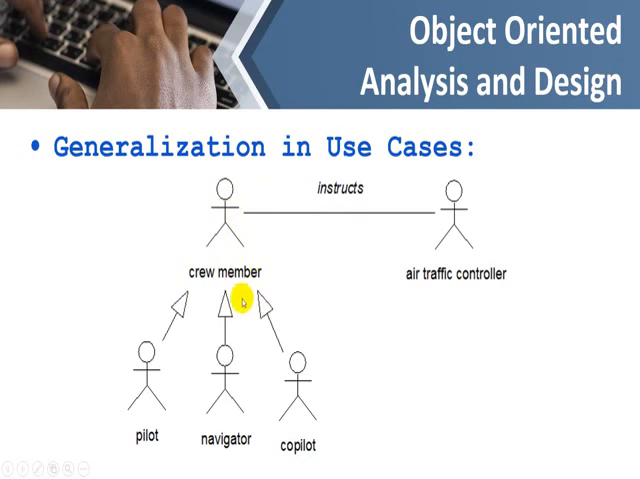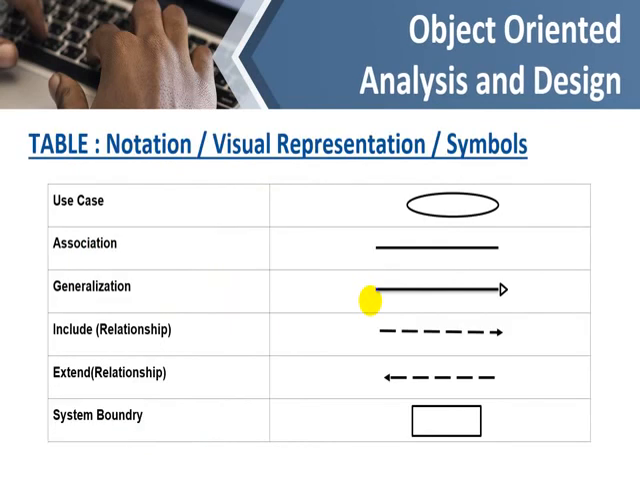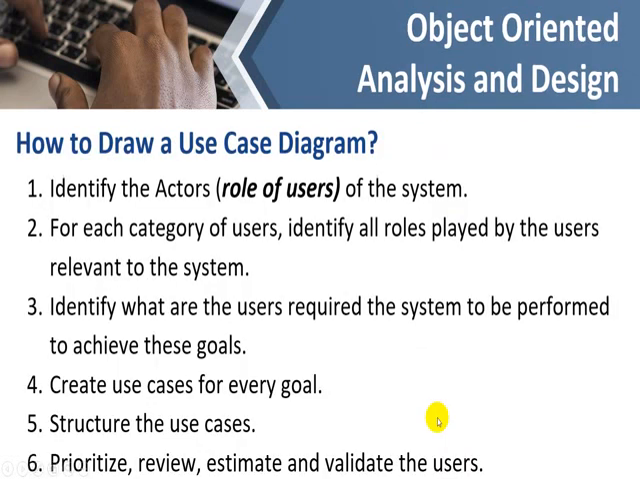So we can generalize the actors as well with the same arrowhead that I told you about in the generalization in use cases. So again, this is the same diagram, and now we have studied all the concepts about it. There is the use case, association, generalization, include, extend, and system boundary. How to draw? We have studied this earlier, so I just revise.